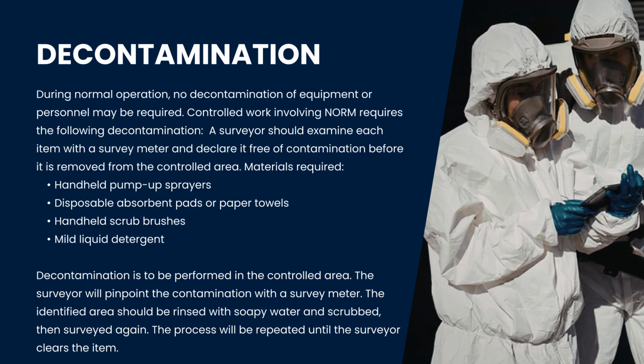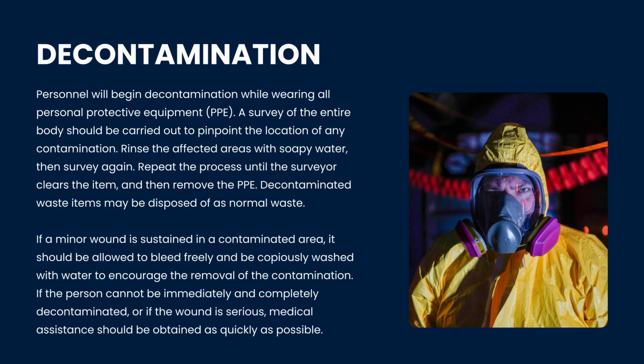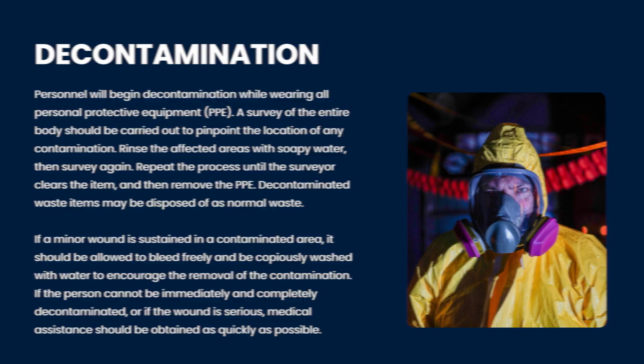When contamination occurs, equipment must be carefully cleaned and verified using monitoring tools. This process involves identifying contaminated areas, cleaning them thoroughly, and confirming that radiation levels are safe before removing items from controlled areas. Personnel decontamination involves inspecting the body for contamination, cleaning affected areas, and repeating the process until radiation levels are cleared. Proper procedures and protective equipment are essential during this process.